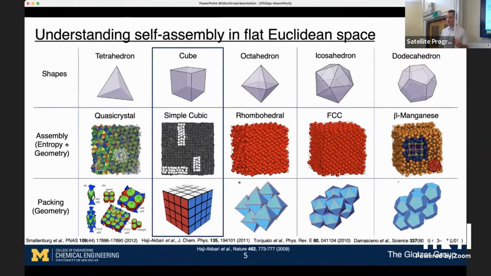And for this, I looked at a special case, in my opinion, which is the cube. The cube has a crystal which packs perfectly, so 100% packing fraction in their packing. However, they also form the same structure when you self-assemble them, so when you try to maximize entropy.